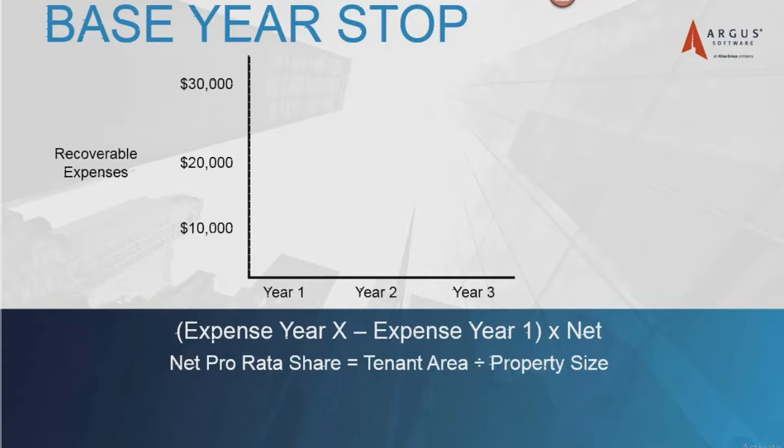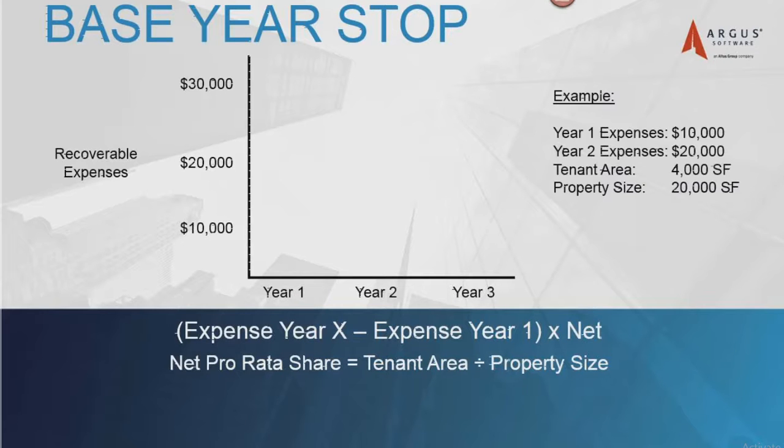So if I have this 3-year term, I establish in year 1 that my expenses are $10,000. That is the stop amount. That is the base stop amount because we're referring to the base year of the tenant's lease. And that stop amount is valid for the length of the tenant's lease term.